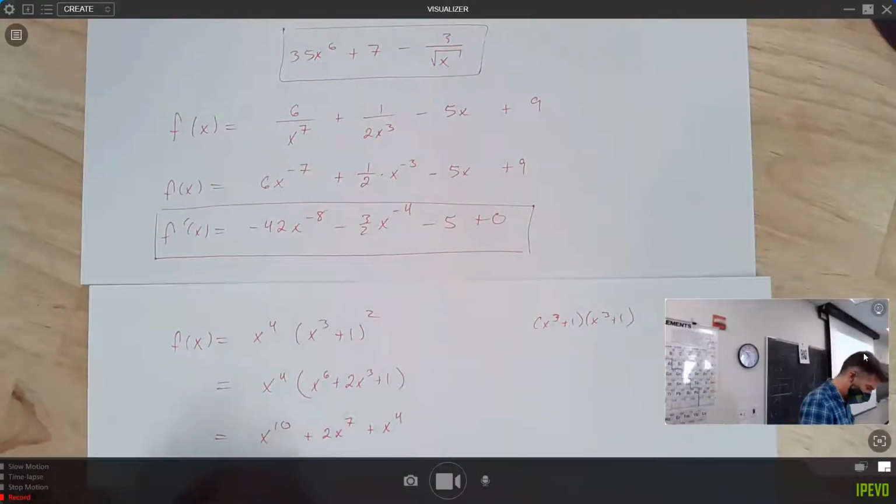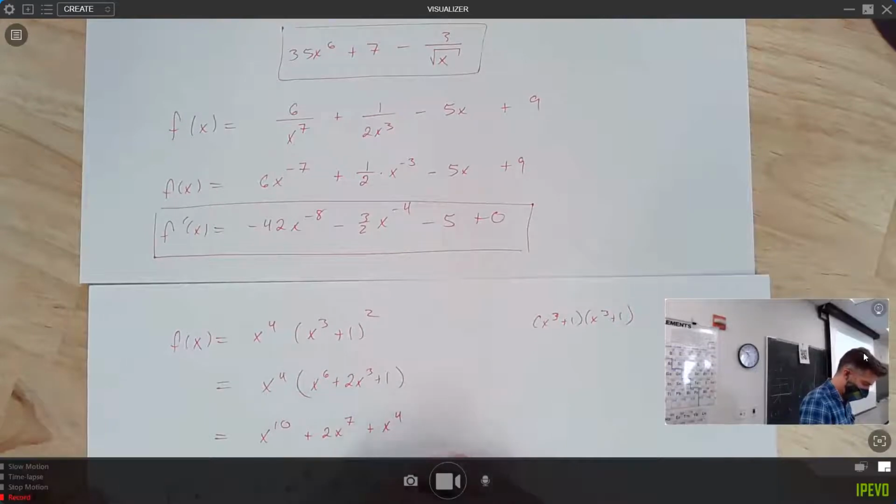So now I'm going to take the derivative. You get 10x to the 9th plus 7 times 2 is 14x to the 6th plus 4x cubed.